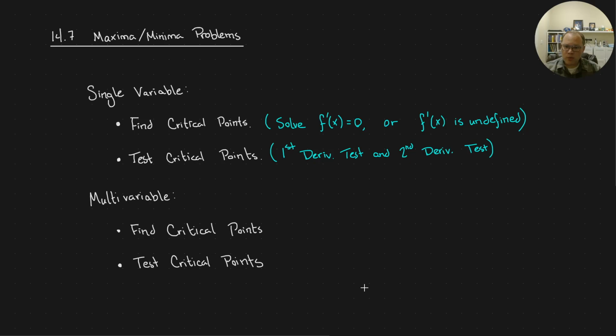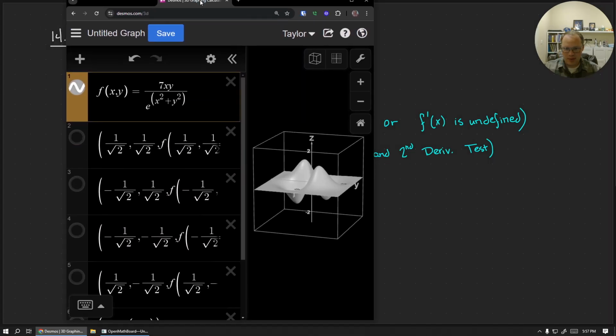The way we test the critical point will be similar to how we test it for the second derivative test, but as you'll see, there are a few complications, okay? But the process is largely the same from single variable to multivariable. We just have to be aware of a few extra considerations in the multivariable case.